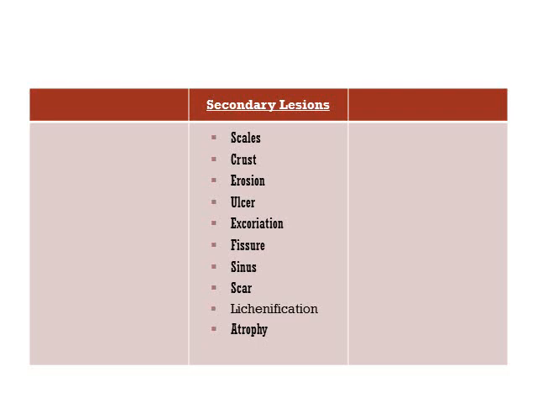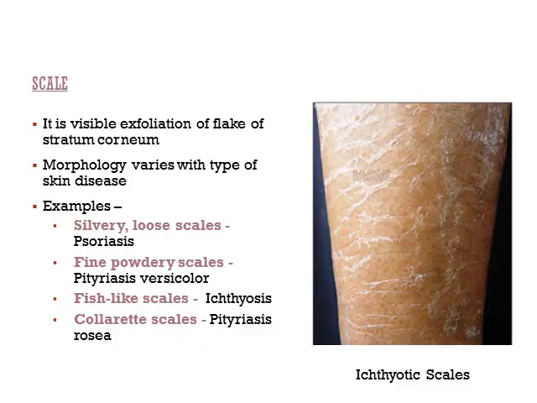Those were the primary lesions. Coming to secondary lesions: scales, crust, erosion, ulcer, excoriation, fissure, sinus, scar, lichenification, and atrophy. Scale is a visible exfoliation of flakes of stratum corneum. Morphology varies with the type of skin disease. For example, silvery white loose scales are seen in psoriasis, fine powdery scales in pityriasis versicolor, fish-like scales in ichthyosis, and collarette scales in pityriasis rosea.